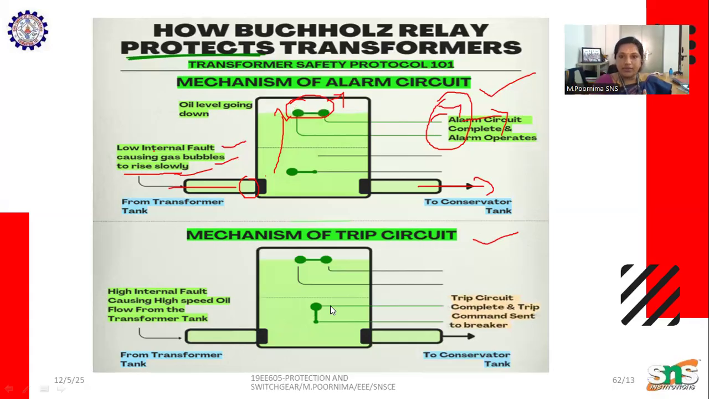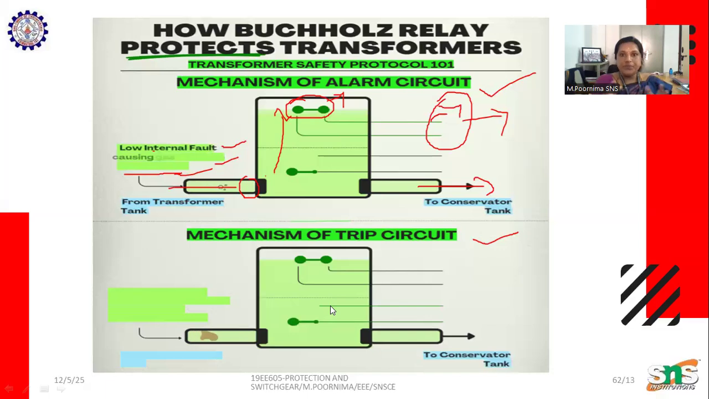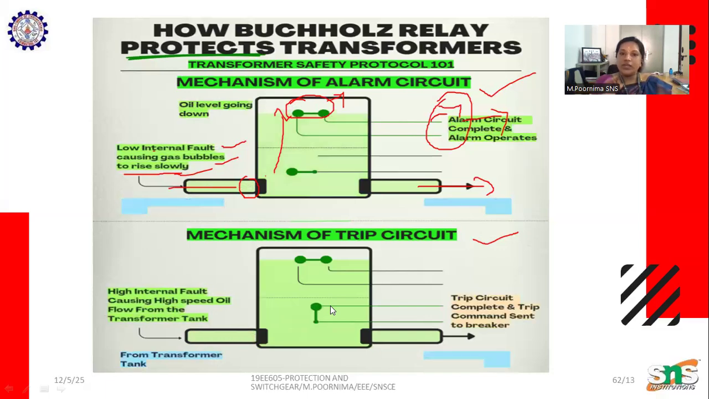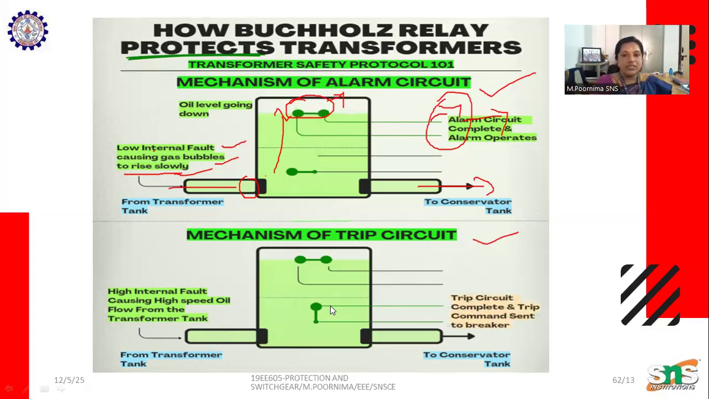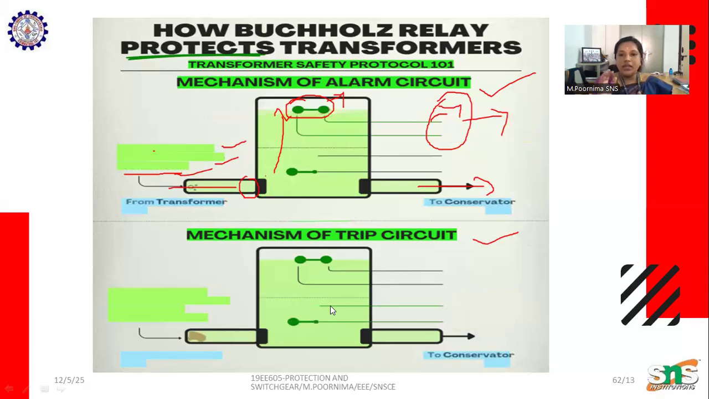Mechanism one is the alarm circuit mechanism. When the bubbles increase, the oil level decreases, then the alarm circuit completes and the alarm indication takes place. Next is the trip circuit mechanism. When there is a low internal fault, bubbles form, and when there is a high internal fault, the oil speed increases and hits the switch. The tripping circuit is completed and sends the command to the circuit breaker to trip. So this is the main Buchholz relay protection.